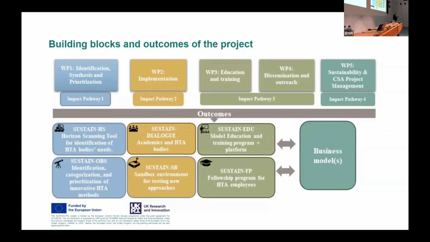So we're going to actually make a tool, and every year again, we're going to ask HTA bodies, what are the needs you have? Where do we need to look? What kind of methods do you miss? On the other hand, we're also going to set up what we call an observatory to identify which methods are currently being developed, so that we actually have a link between what is coming in terms of new methods and the needs which are actually being requested by the HTA bodies. Then we have a work package on implementation, which is on the dialogue between academics and HTA bodies.